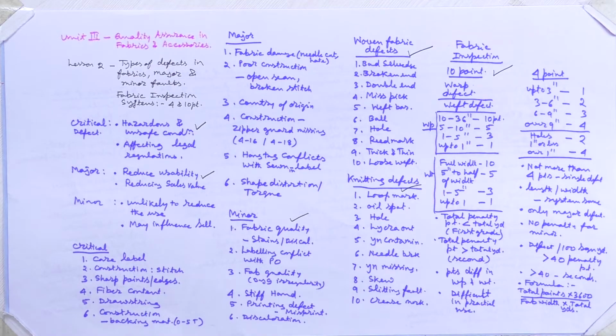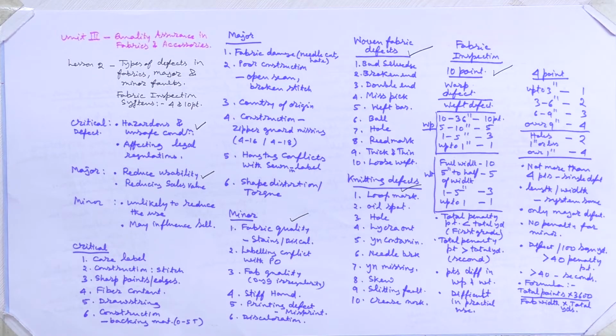Now, an important feature of this 10-point inspection system is that there are point differences in the warp and the weft direction. The last important point we can analyze in the 10-point category is that it is difficult in practical usage. Why? Because it is very difficult to classify warp and weft separately and give different penalty points there. So from a practical usage point of view, the 10-point inspection system is not practically usable, and that's why most factories switch over to the 4-point inspection system.